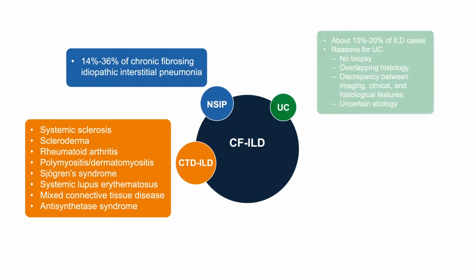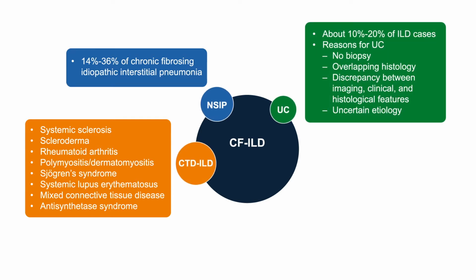There are unclassifiable interstitial lung diseases. Unclassifiable by definition means that there are certain things during the workup that weren't done. Maybe a bronchoscopy wasn't done. Maybe no biopsy was done. Maybe there's overlapping histology if a biopsy is done, meaning you're seeing two different types of characteristics. Maybe you have a discrepancy between imaging, clinical, and histological features. You don't really know, so you can't really classify it. That's unclassifiable. And the reason we're defining these groups is because this is how we're going to study interstitial lung diseases in the future.